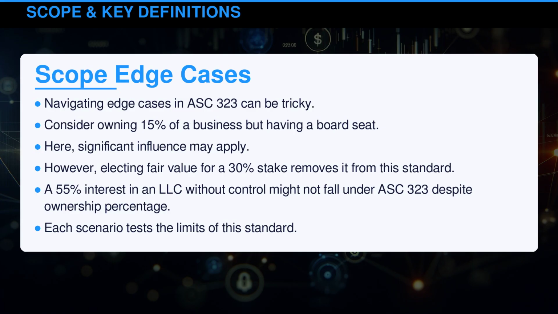Consider owning 15% of a business, but having a board seat. Here, significant influence may apply. However, electing fair value for a 30% stake removes it from this standard. A 55% interest in an LLC without control might not fall under ASC 323, despite ownership percentage. Each scenario tests the limits of this standard.